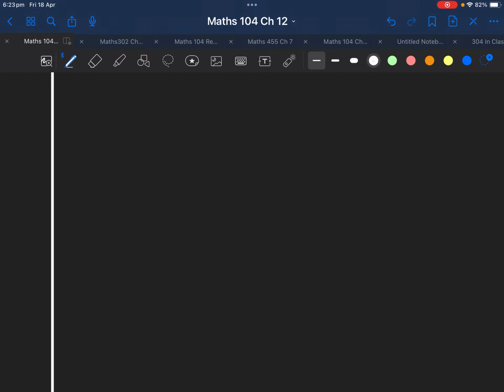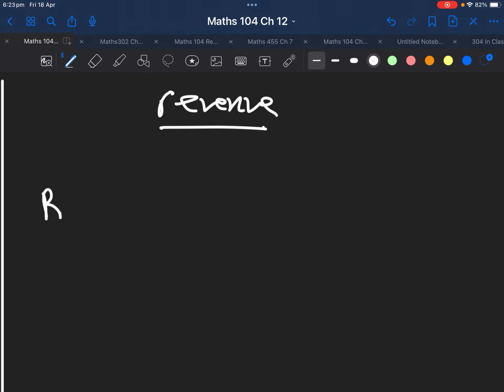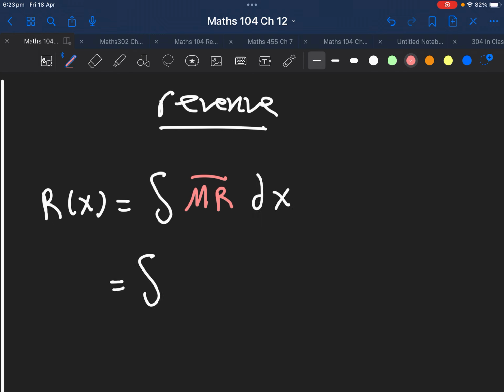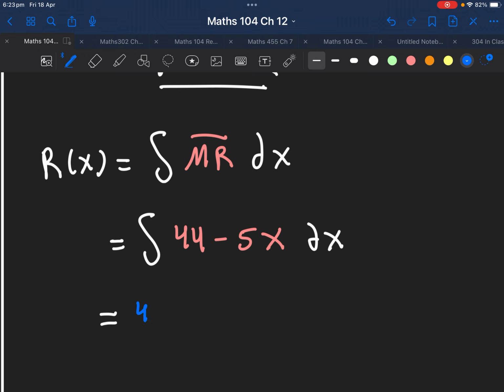Now, what is the revenue? Well, actually, the revenue is even easier here. R of x equals the integral of the marginal revenue dx, which equals the integral of 44 minus 5x dx, which is straightforward. The answer is just 44x minus 5 over 2 x squared plus a constant. I will call it E, and that's the revenue.